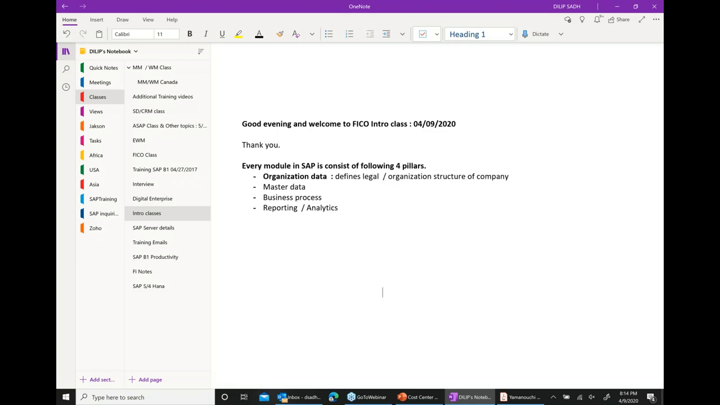And all those departments make up an organization structure. Hundreds and hundreds of people together doing a certain set of functions, when you combine all those people together, it becomes a company. And all those people are doing different functions. Those departments, in SAP terms, are called organization data. Organization data represents the internal structure of the company.